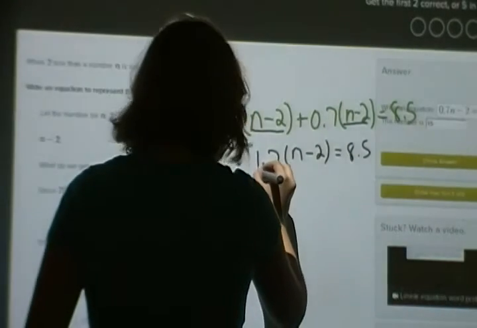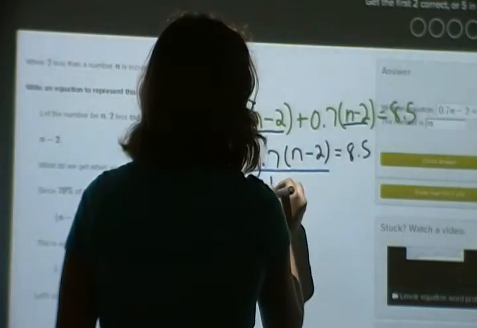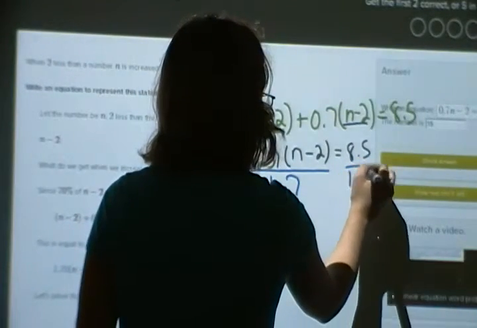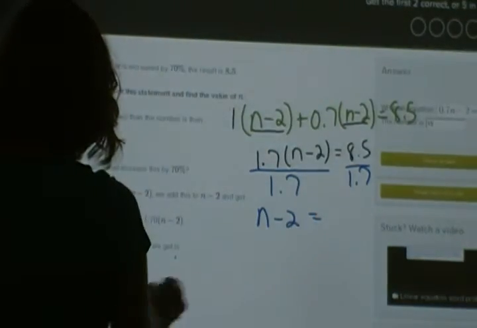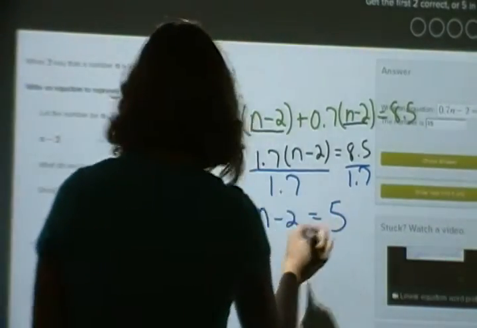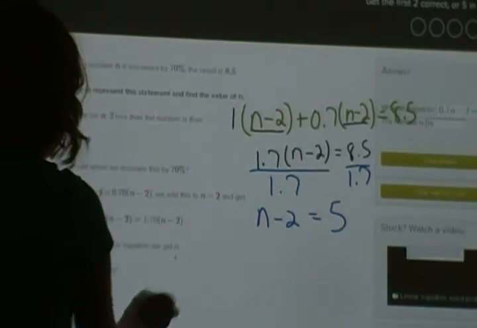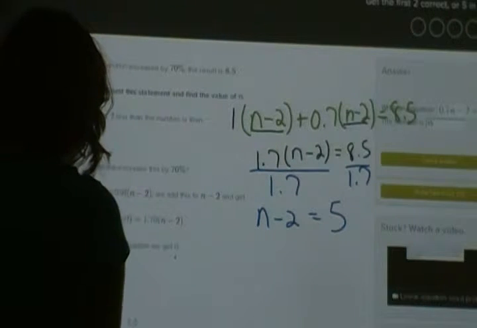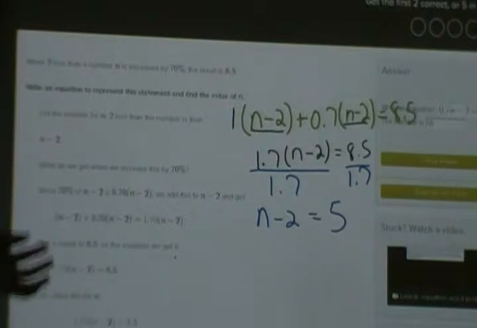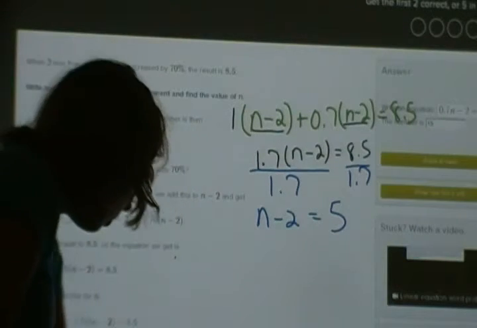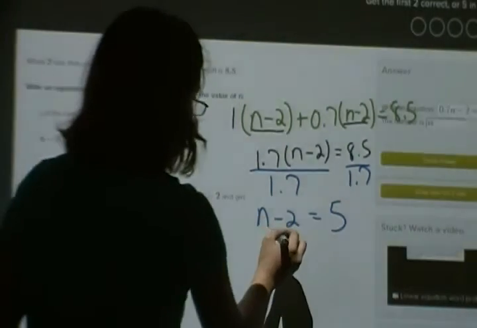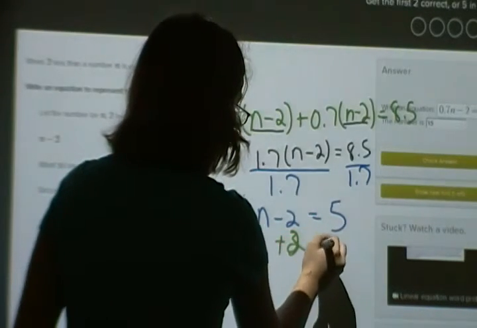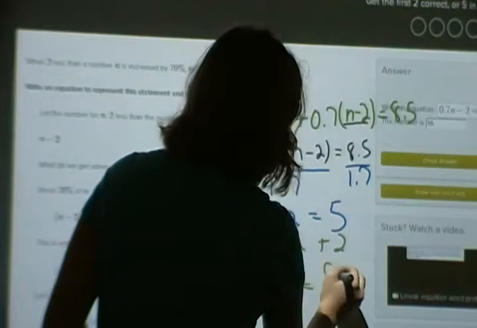So now you divide each side by 1.7, and we get n minus 2 equals, if we divide it out, we get 5. It's coming out over here saying it's 5. When you're working it out and you don't have the hints, you also divide it. Add 2 to both sides, and n equals 7.